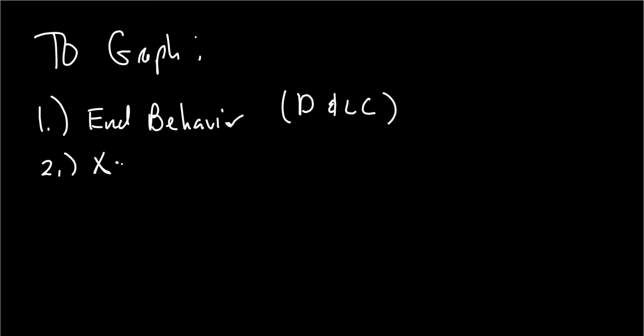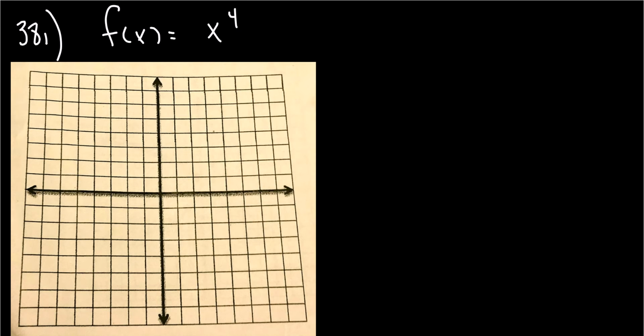All right, so to graph, you need to find end behavior. So degree and leading coefficient. And you're going to make an XY chart with 5 points. That's it. Connect the dots, add the end behavior. All right, so the first thing we're going to do is f of x equals x to the, I lied, it's not x to the fourth, it's x to the third.